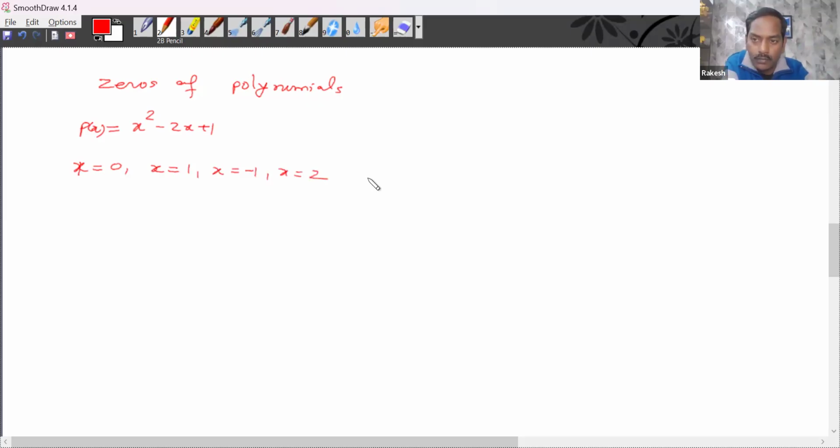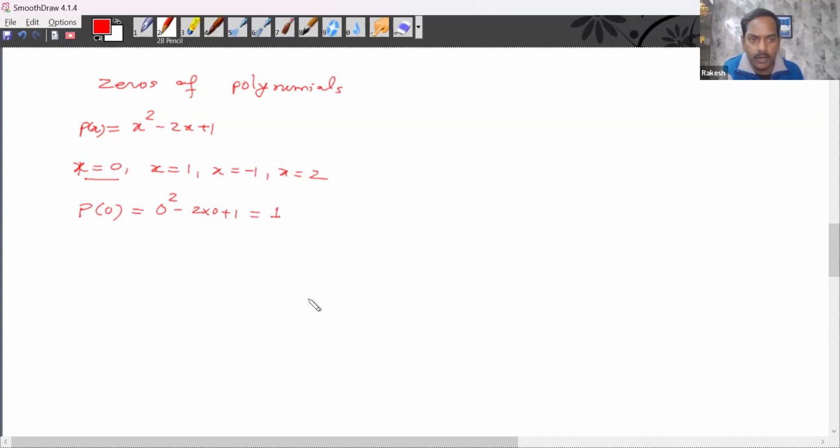So how do we find the value of the algebraic expression? We just substitute the value of x with the given value itself, right? So let us take this. This simply means that instead of x, we have to take 0. So instead of x, we have to take 0. So this will be 0 square minus 2 into 0 plus 1, which comes out to be 1.